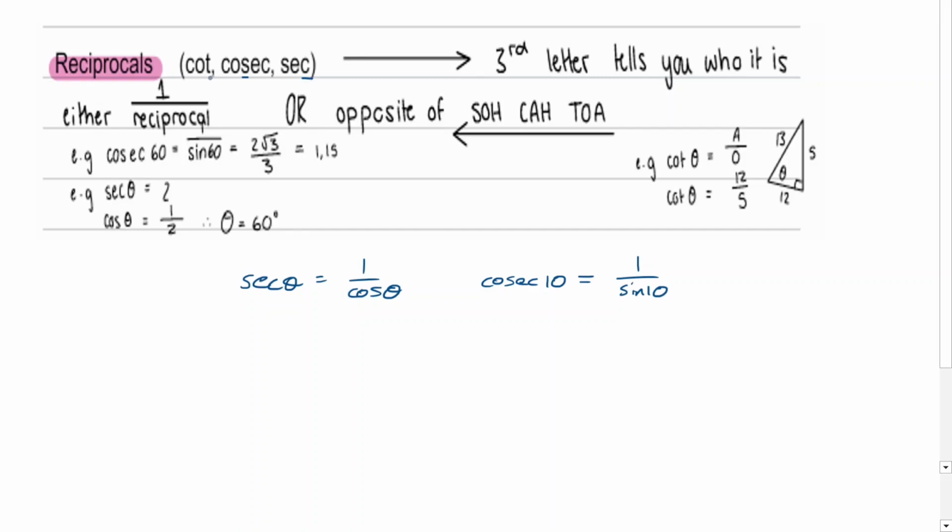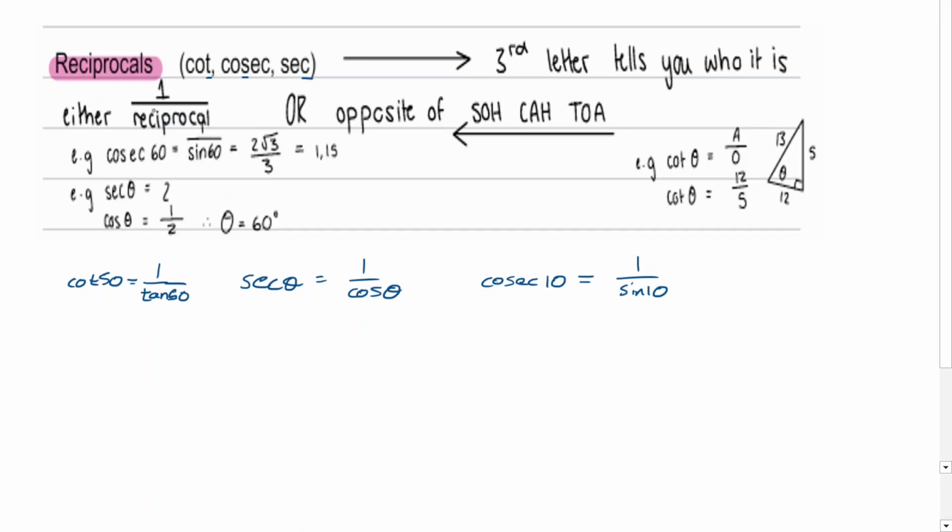Lastly, cot, if I look at the third letter, it's T for tan. So cot 50, I can't punch that in my calculator, but it's just 1 over the third letter, so T, tan 50. And that's how we can calculate these reciprocals, these brothers.